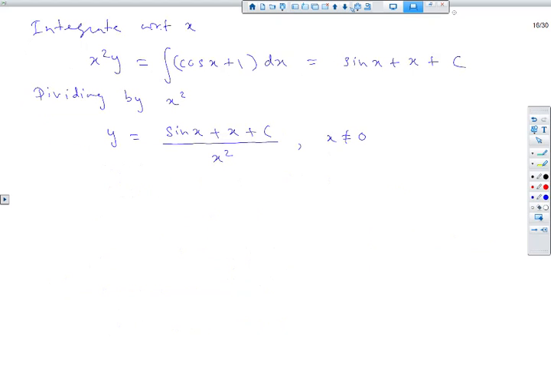Once you take the integral of the other side, you get that. That's an easy integral. Then we divide by x², and we get the solution. So you can see that this really works.